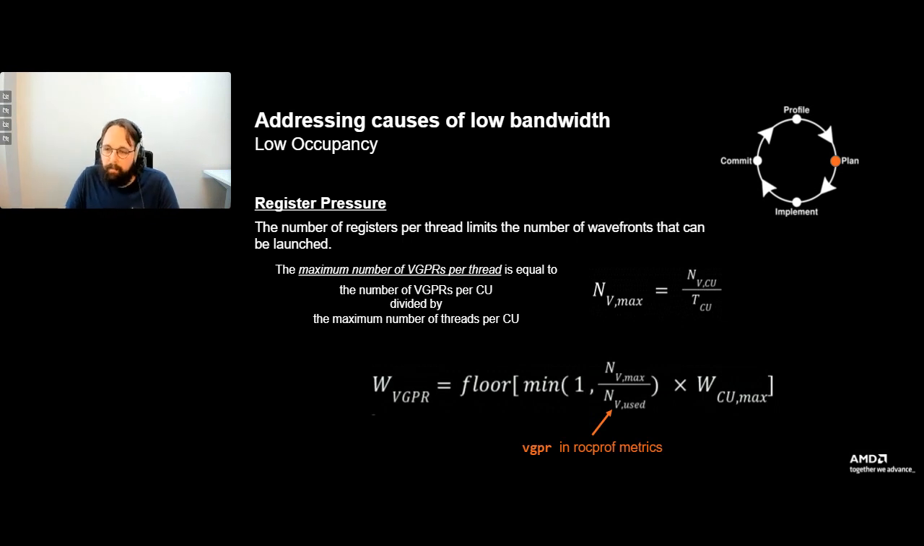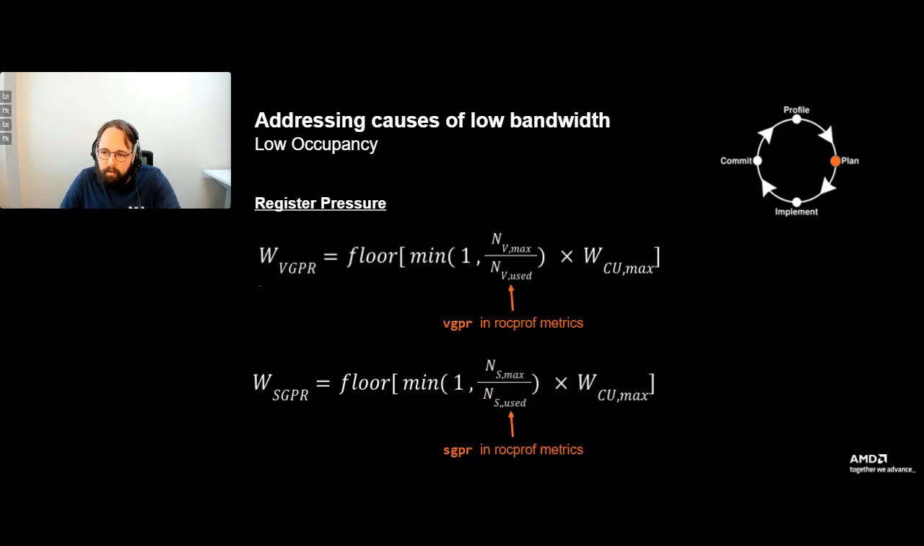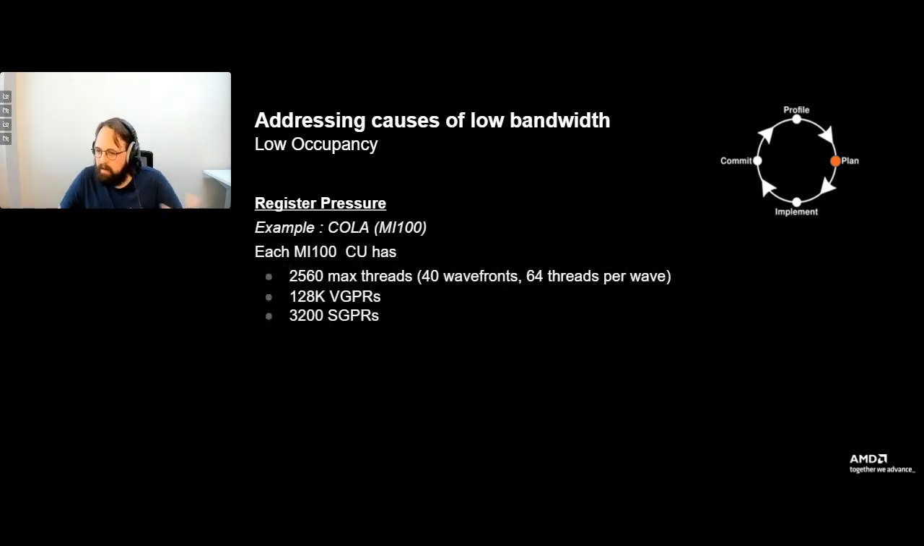Now, the other number that matters in terms of occupancy is how many your kernel is actually using. So we'll do a quick calculation here in a minute, but the same principle applies for the scalar registers. If I know how many scalar registers there are per compute unit, and how many threads there are per compute unit, I can use that to calculate the maximum number of scalar registers I can have per thread without influencing the occupancy.